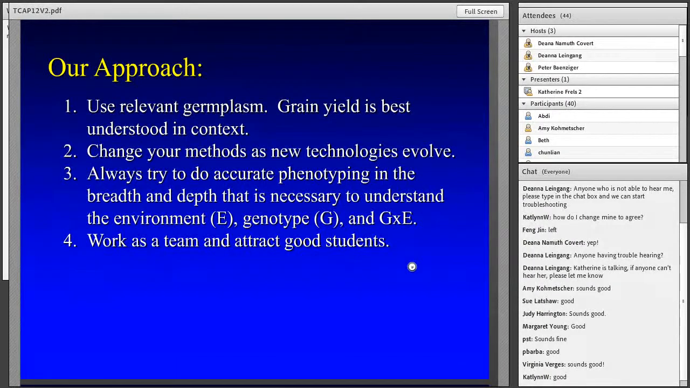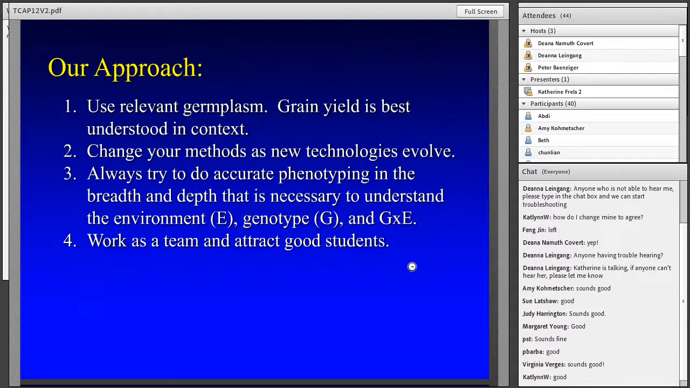You always try to do accurate phenotyping in the breadth and depth that is necessary to understand the environment, the genotype, and the G by E interaction. And that's perhaps more impressed upon us than most other states, because you'll discover that the climatic variation in Nebraska, we'll show this on a map later on if I remember, is as much from Omaha, which is on our eastern border, to Scottsbluff, which is on our western border, as there is from Omaha all the way to the East Coast. So we are a place that has very, very diverse environments and massive G by E.